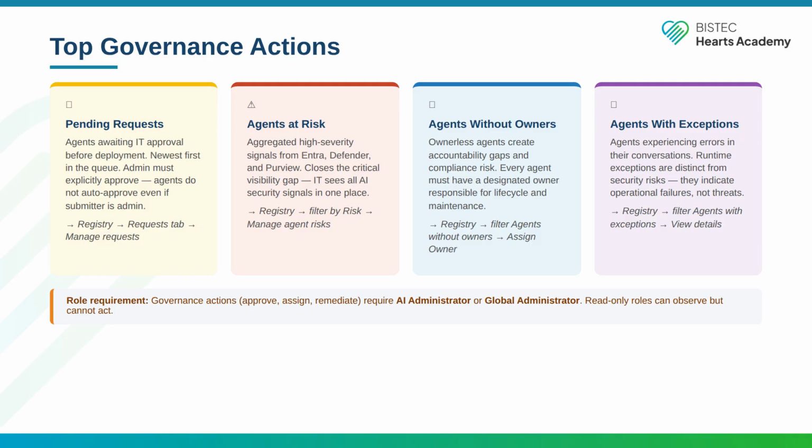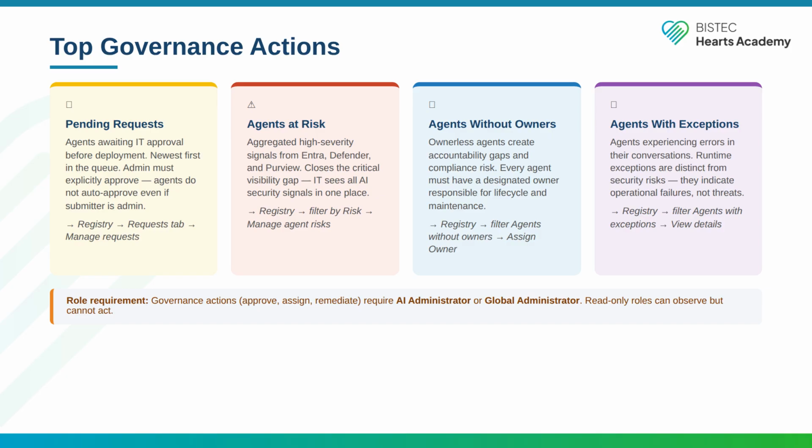You reach it at Registry, filter by risk, then manage agent risks. Agents without owners is the ownership gap queue. Every agent must have a designated owner responsible for the agent's life cycle and ongoing maintenance. An ownerless agent with no accountability chain is a compliance liability. You reach it at Registry, filter by agents without owners, then use Assign Owner.